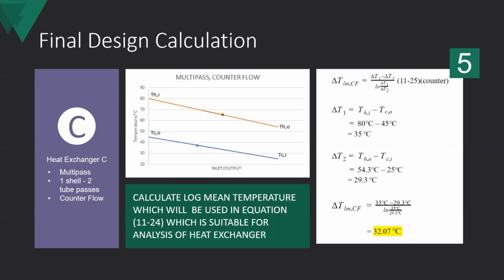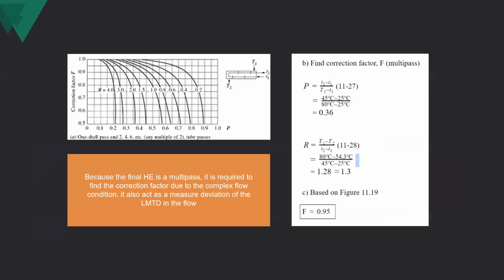Because we need to assume the type of heat exchanger we're going to use, our final heat exchanger is exchanger C, which is a multi-pass with one shell, two tube passes, and a counter flow. First of all, you have to calculate the LMTD, and we determine that it is 32.07 Celsius based on the temperatures shown in the question. Because it is a multi-pass heat exchanger, we also need to find the correction factor because of the complex flow condition in the heat exchanger. From values P and R, we found in figure 11.19 that the correction factor is 0.95.